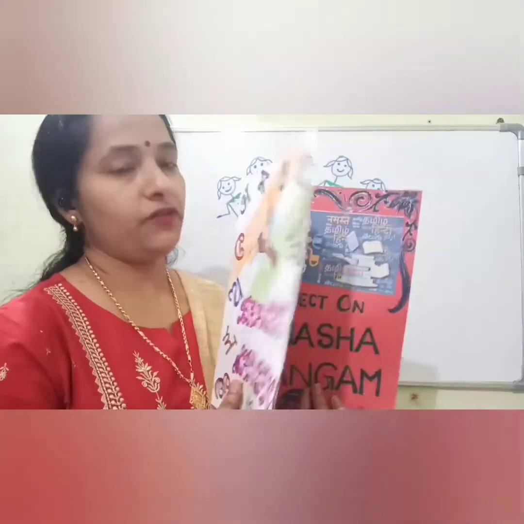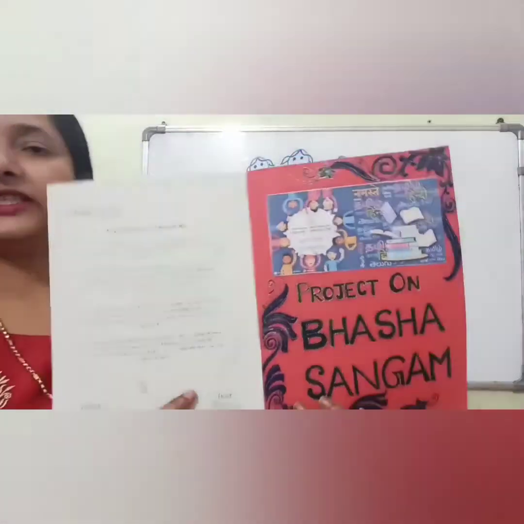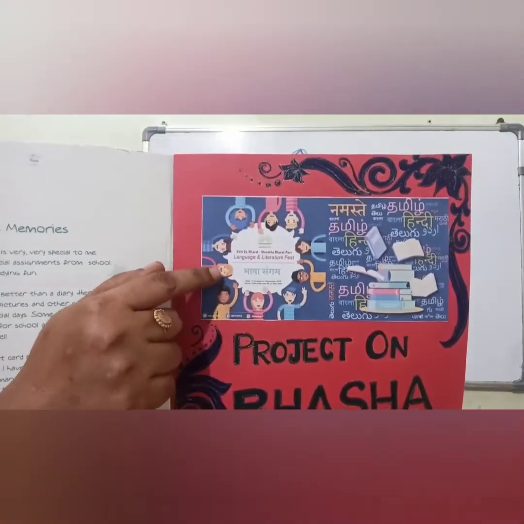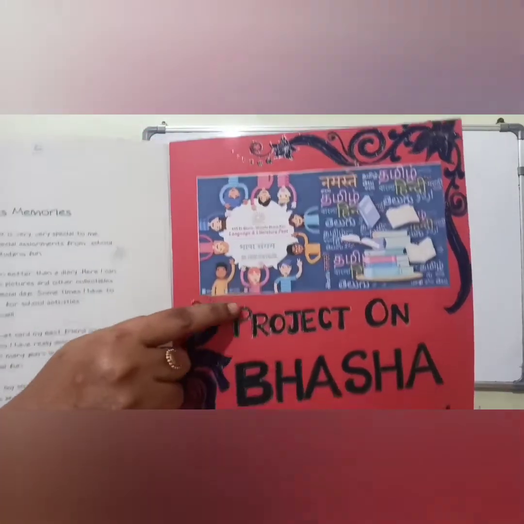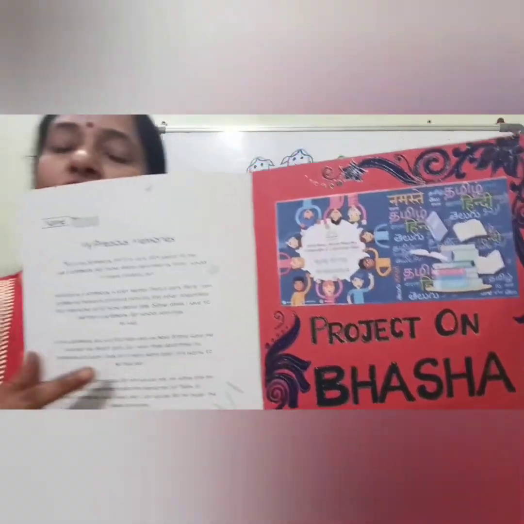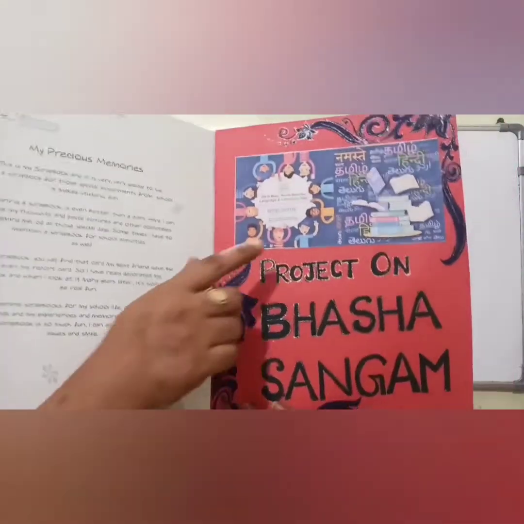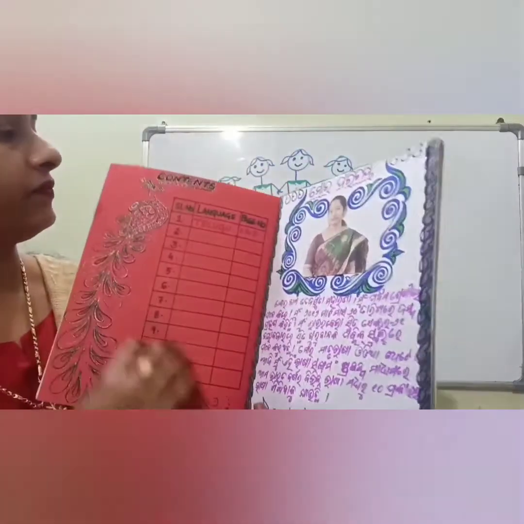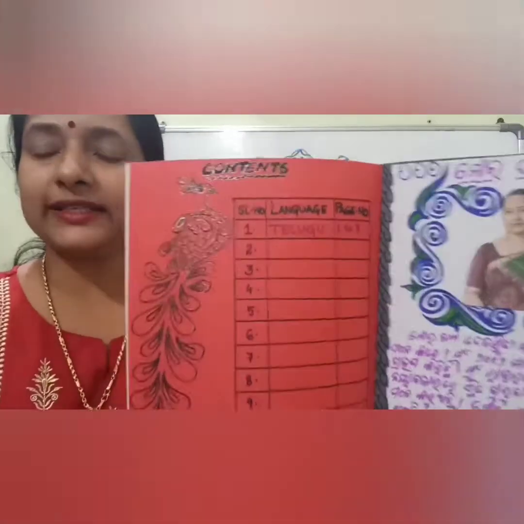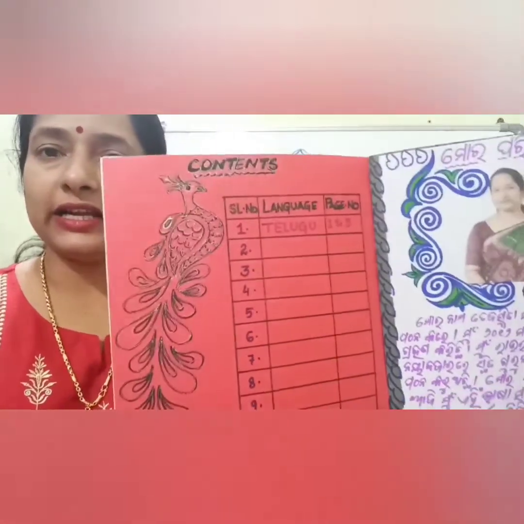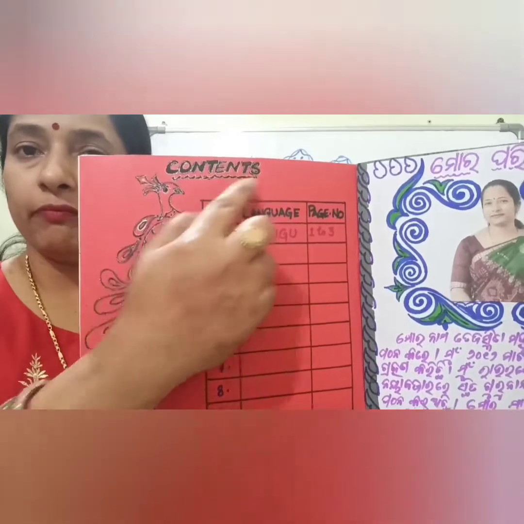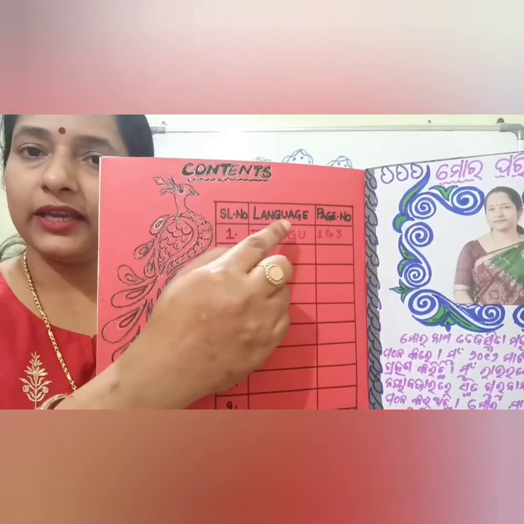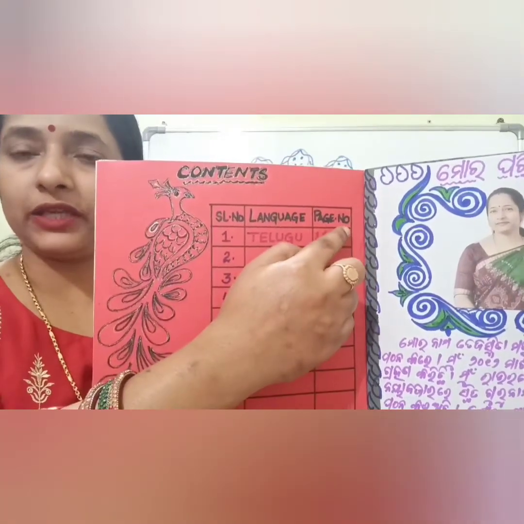Now, if you open, the first page is once again with a picture showing the Bhasha Sangam, representing the amalgamation of different languages of our country, and I have written the title of the project. And the next page is the content page. What does the content page tell us? In the content page, we have to make a table where the first column will be the serial number, next we will have the language and the page numbers.